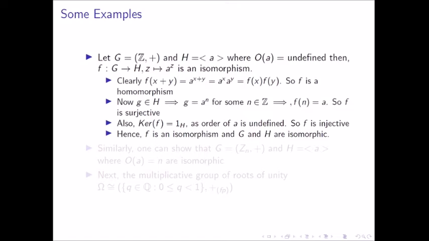Some examples. Let G be equal to Z plus and H be equal to ⟨A⟩, where the order of A is equal to undefined. So basically A is an element of undefined order, so H equal to ⟨A⟩ has infinite elements. We claim that G and H are isomorphic.